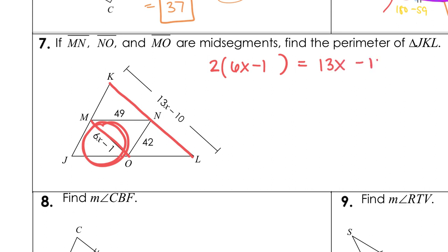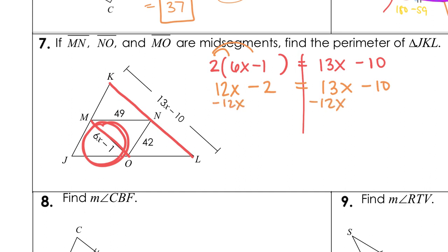13x minus 10. And then I'm just going to go ahead and quickly solve this. I know that we know how to solve equations like this already, so I'm not going to do this super slow. I'm just going to distribute: 12x minus 2 equals 13x minus 10. And then once we move this over here, we're going to get just 1x, x minus 10 equals negative 2, and then we can add the 10, and we'll get x equals 8.